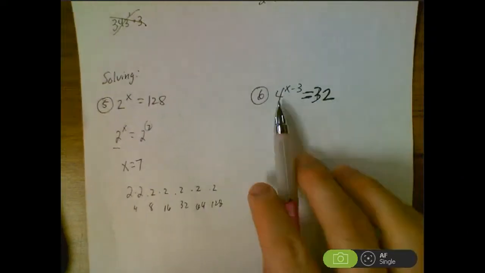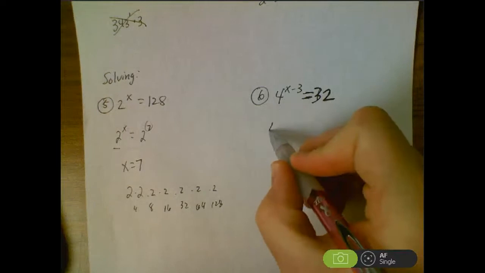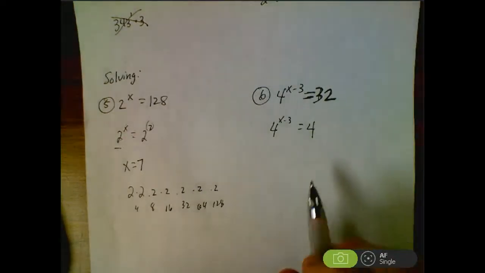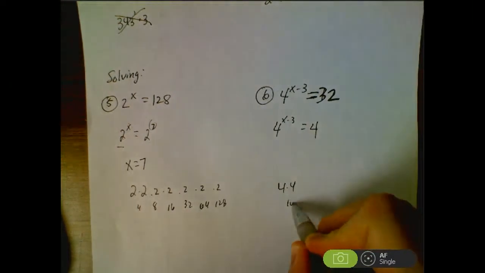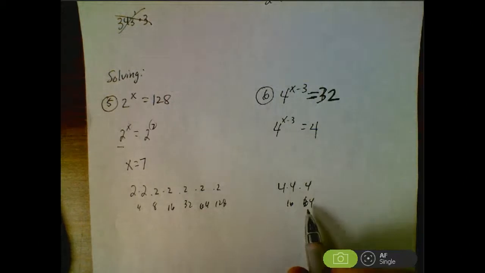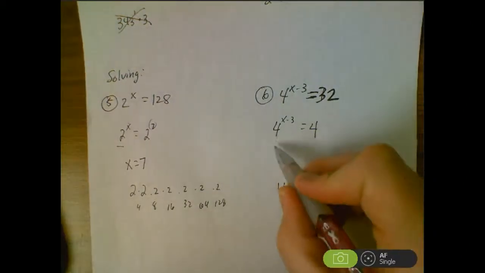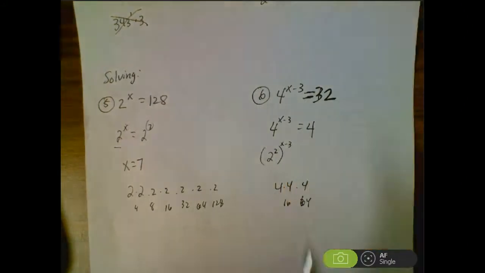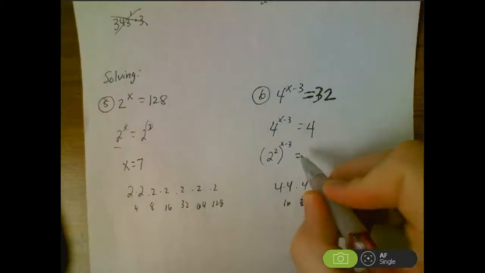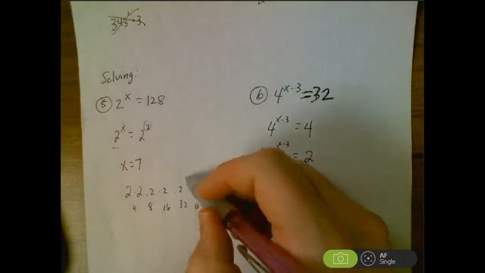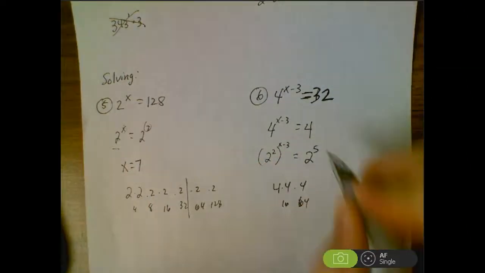We need to do that same thing over here. So what we're looking for is 4 to the x minus 3 equals 4 to some power. So if we do 4 times 4, that's 16. Times 4, that's 64. Well, we're already bigger. So that's not going to work. Now we need to look for a different base. Well, 4 is also 2 squared. Maybe we can get 32 into a base of 2. Well, we did that over here. 1, 2, 3, 4, 5 is 2 to the 5th power.